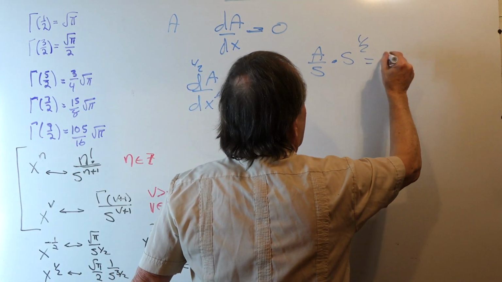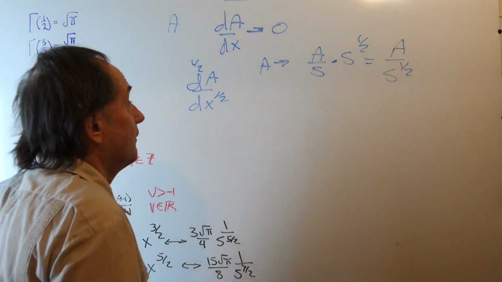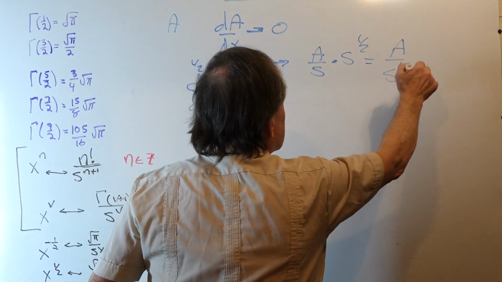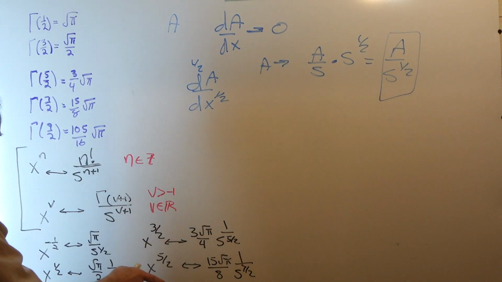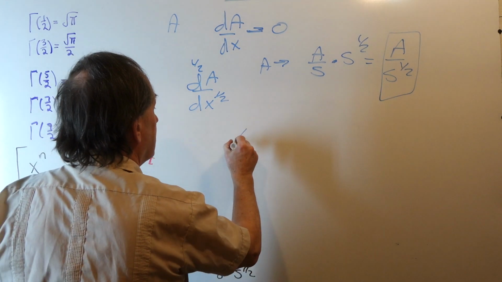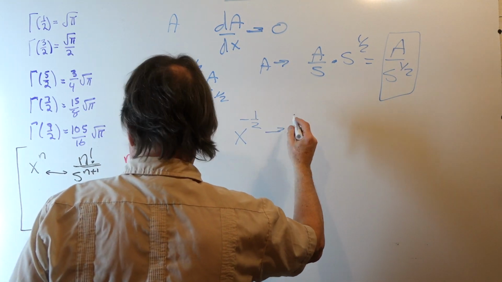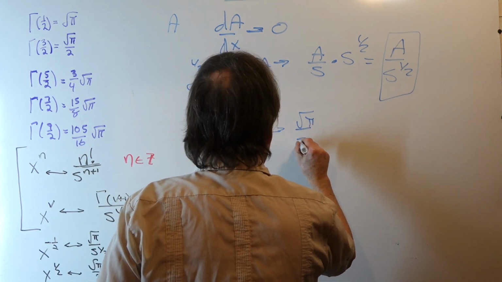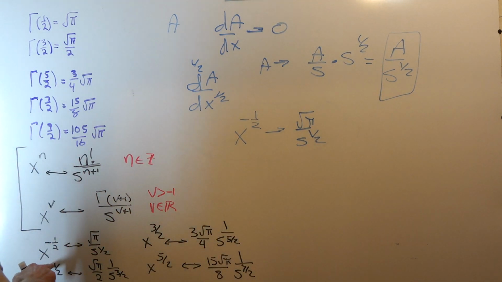So this becomes a over s to the 1/2. Well, now let's find what function of x this is the transform of. Looking down in here, we see we have an s to the 1/2 here. So x to the minus 1/2 transforms to square root of pi over s to the 1/2. This is a transform pair.